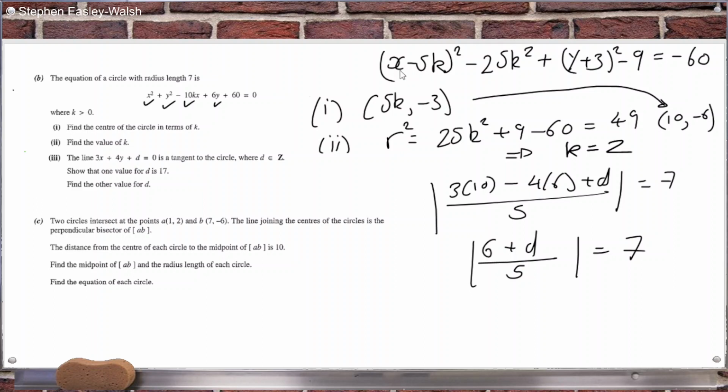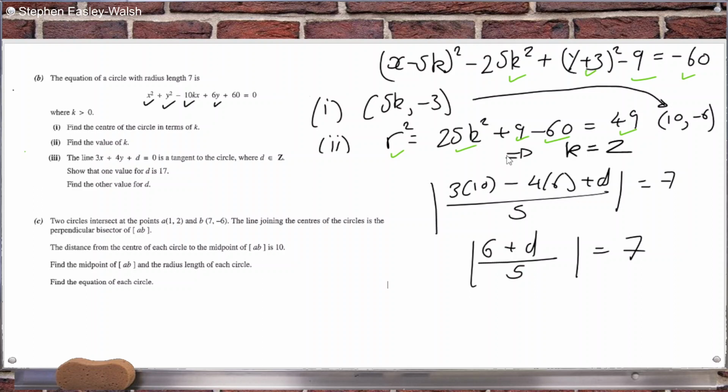What's wrong? x minus 5k, that's definitely right. That's x squared minus 10kx plus 25k squared, so that looks okay. And then y plus 3 squared minus 9, that's equal to minus 60. So the radius squared will be 25k squared plus 9 minus 60, and that should equal 49. I think I forgot the square root. Did I? Maybe not. Hang on.